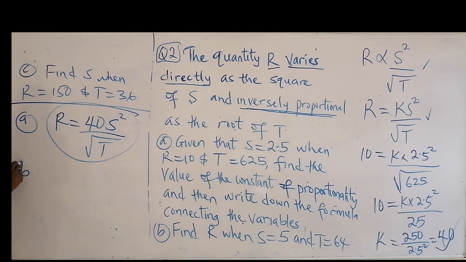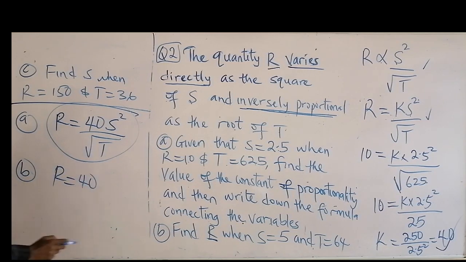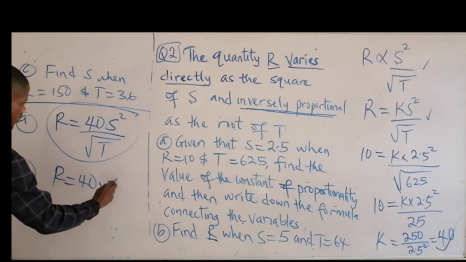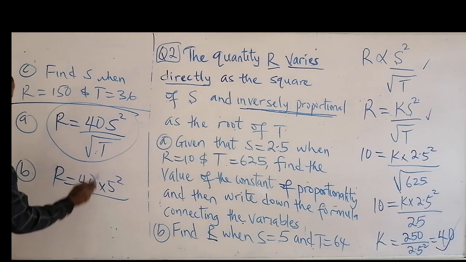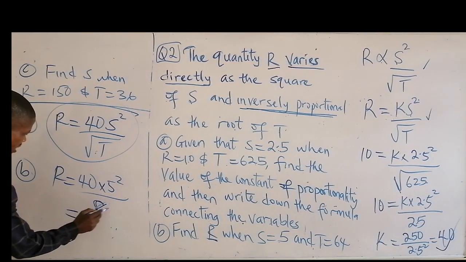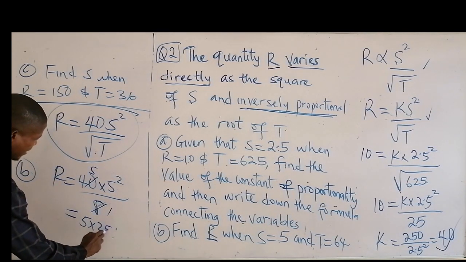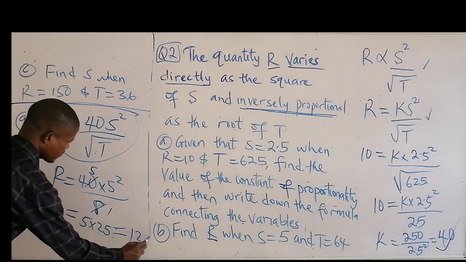Then the b part, find R. So we have 40 when S is 5. So that's 40 times 5 squared all over, and then t is the square root of 64. That's 8. 8 here 1, 8 here 5. So I'm having 5 times 25. 5 squared is 25. And that will give me 125.